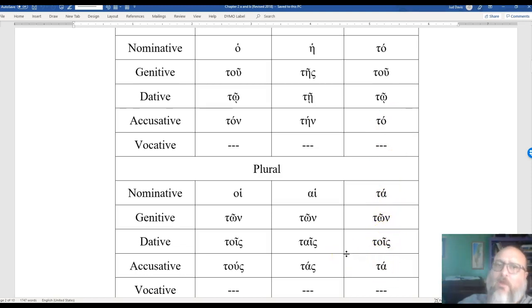Now, the reason you want to memorize this is because it's going to give you a huge leg up in determining the gender, number, and case of a word. I'm going to try to explain as best I can what that means later in the video, but this is going to be a great friend, but you must memorize it. There's no way to cheat on this.